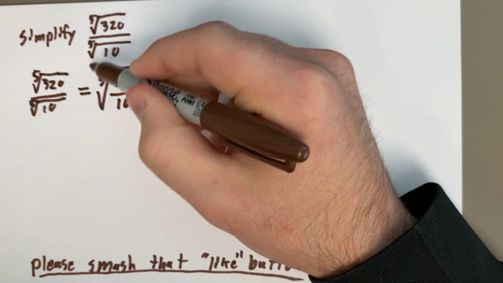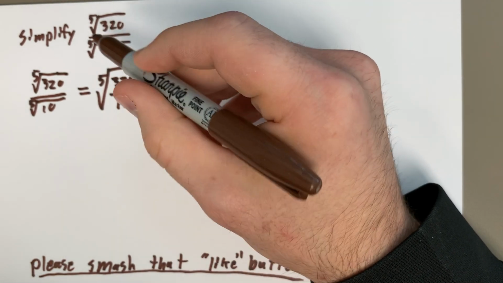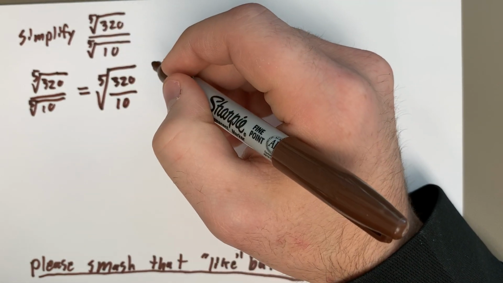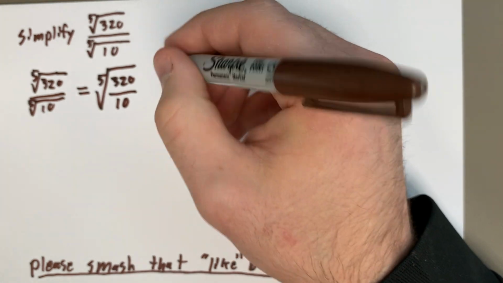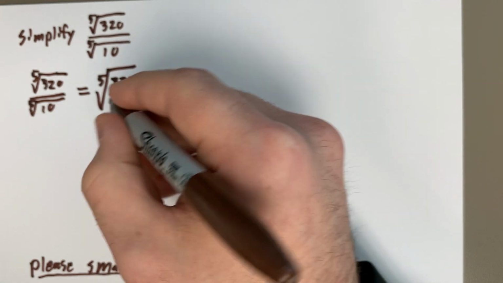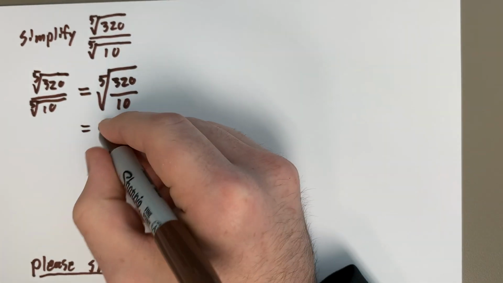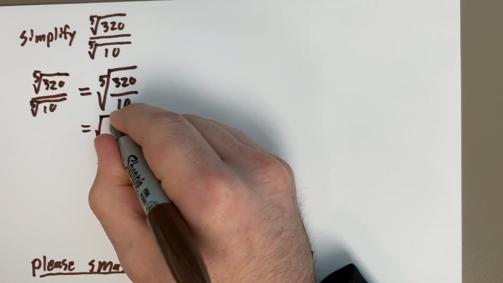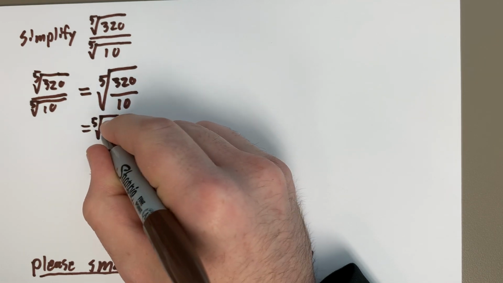This only works when you have the same power on the top and bottom, or the same radical in this case. Powers and radicals are the same thing, and that's probably discussed in another video. So 320 divided by 10, well, that's just equal to 32. So I can rewrite this as the fifth root of 32.